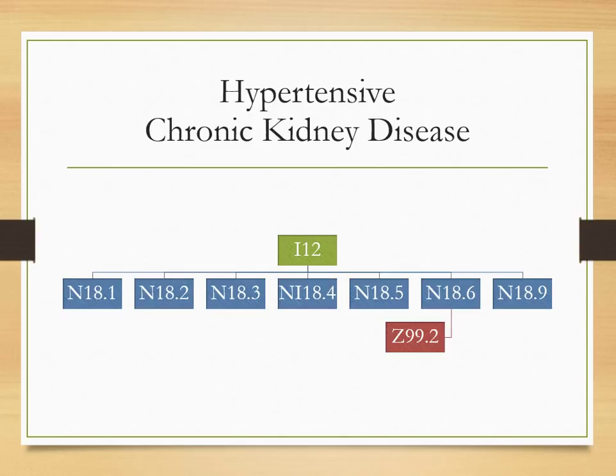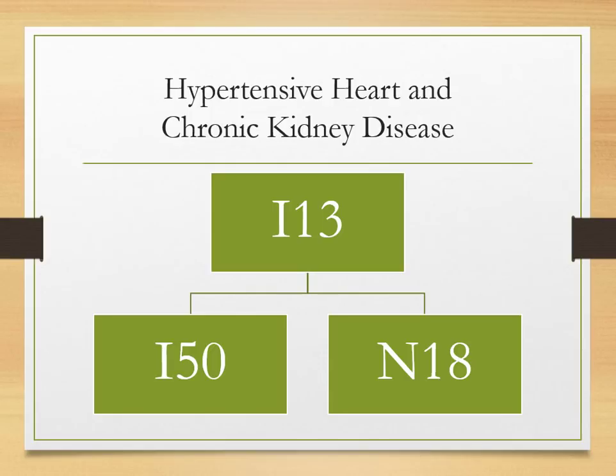Now, what about those situations when the patient has both hypertensive heart disease and CKD? Here, we have a combination code, I13, which is hypertensive heart and chronic kidney disease. If heart failure is present, you're going to assign an additional code from category I50 to identify the specific type of heart failure. Also, the appropriate code from category N18, CKD stages, will be utilized as a secondary code to identify the stage of CKD.